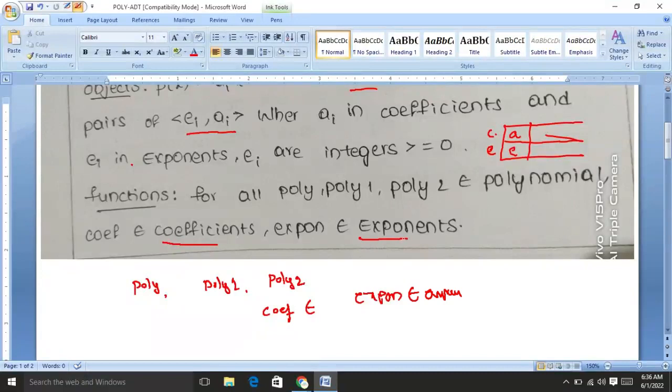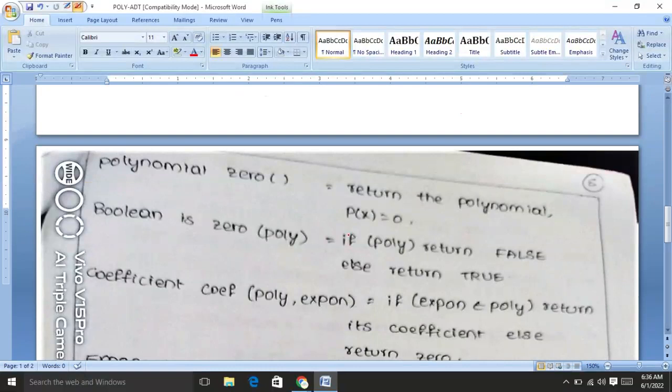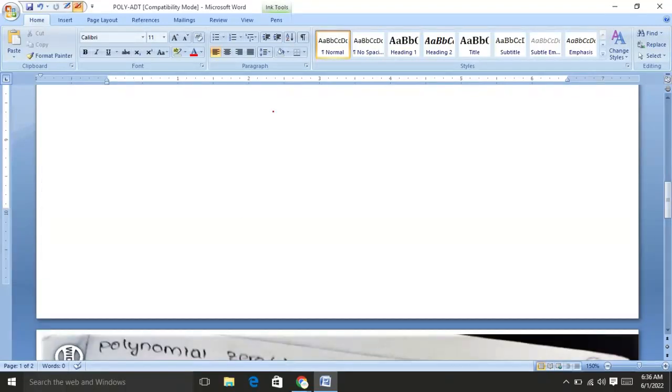This is the introduction to the polynomial ADT. Below that I represent the first function, polynomial, whose return type is a polynomial. Because we are performing operations on two polynomials, for example ax equal to 3x square plus 2x plus 1, and one more polynomial bx equal to 4x square minus 5x plus 7.